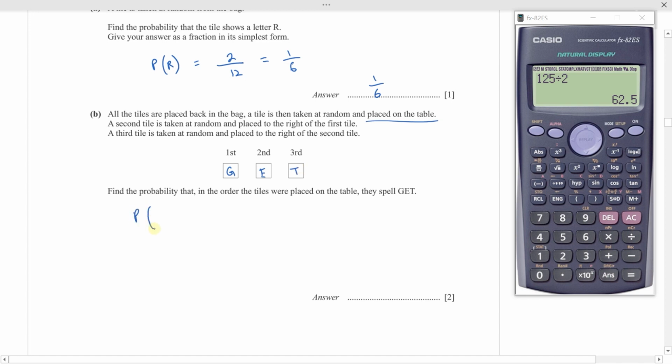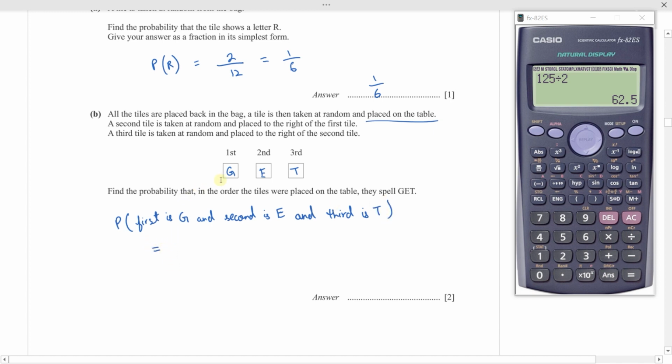So the probability that you get G, and in the second one you get E, and in the third one, so not GET, let me say, probability that the first is G and the second tile is E and the third tile is T.